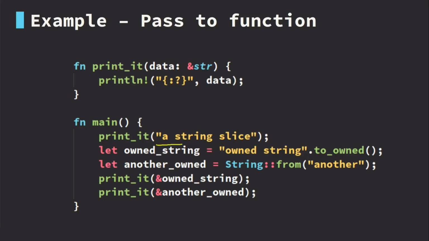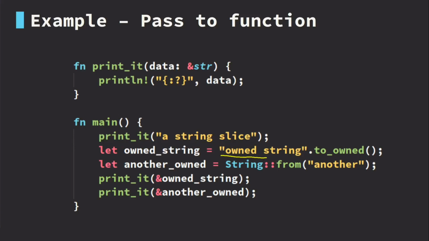By default, when you create a string in this way, it's automatically borrowed. That's why we're able to use the printIt function with the data type string slice, because when it's borrowed, it is a string slice. If we want to create an owned string, we can do so in multiple different ways. I have two listed here.